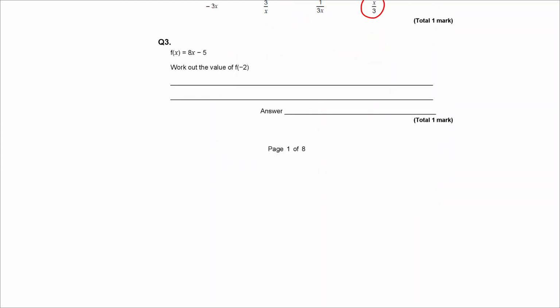Number 3. A new function f of x is given by 8x take away 5. Work out the value of f of -2. So you're going to replace the x value here with -2. Let's go and do that.